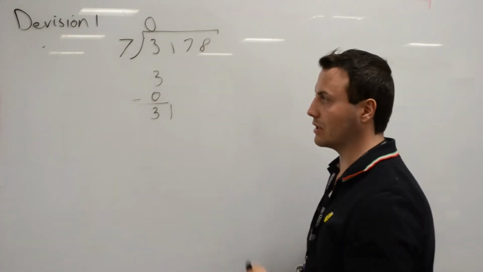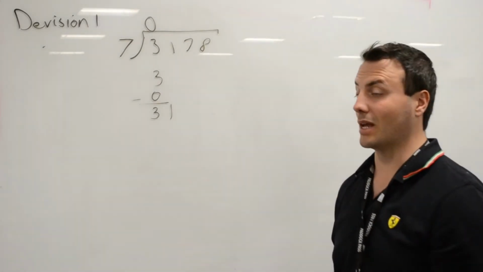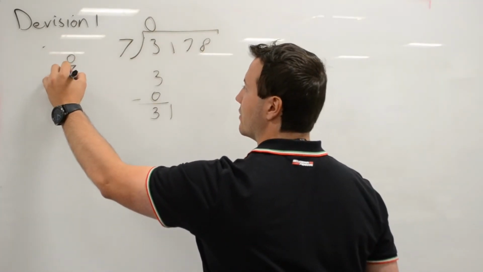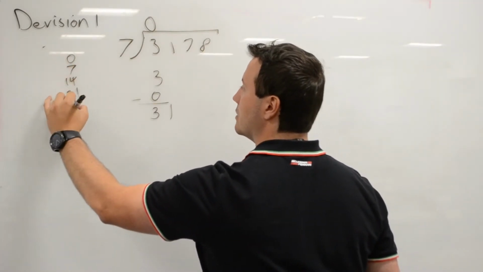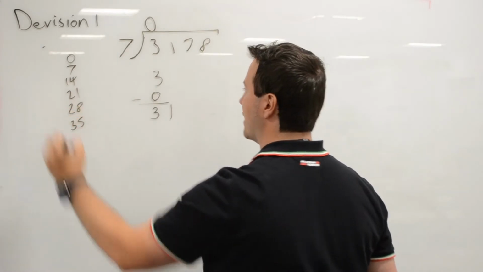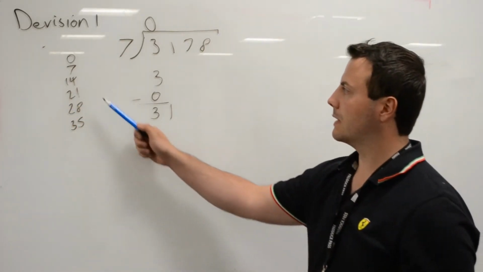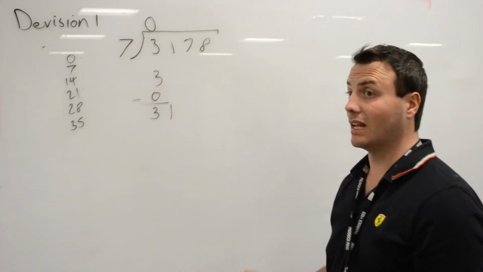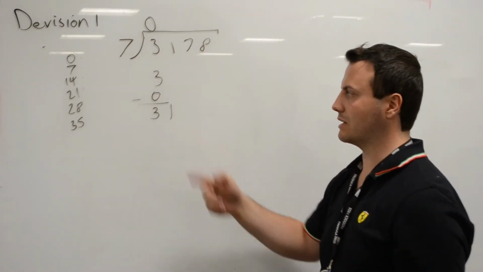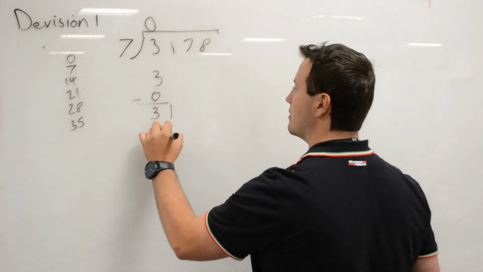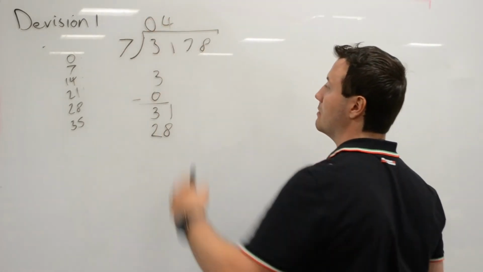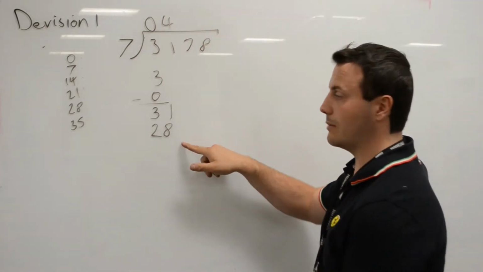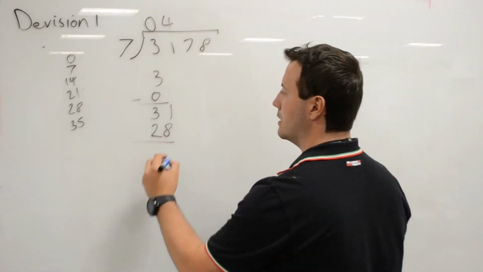How many 7s fit into 31? If you're not comfortable, you have white space on the outside of your paper for a reason. So just write down your 7 times table: 0, 7, 14, 21, 28, 35. You can see 0, 1, 2, 3, 4. 4 7s is the largest multiple that you can fit into 31, which is 28. So we put 4 up here, because that was the largest multiple we got up to. 31 minus 28 gives us 3.